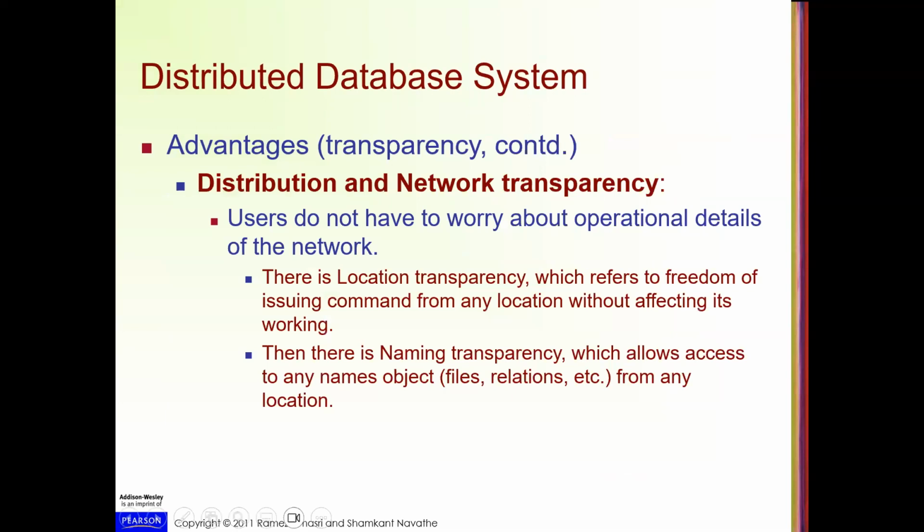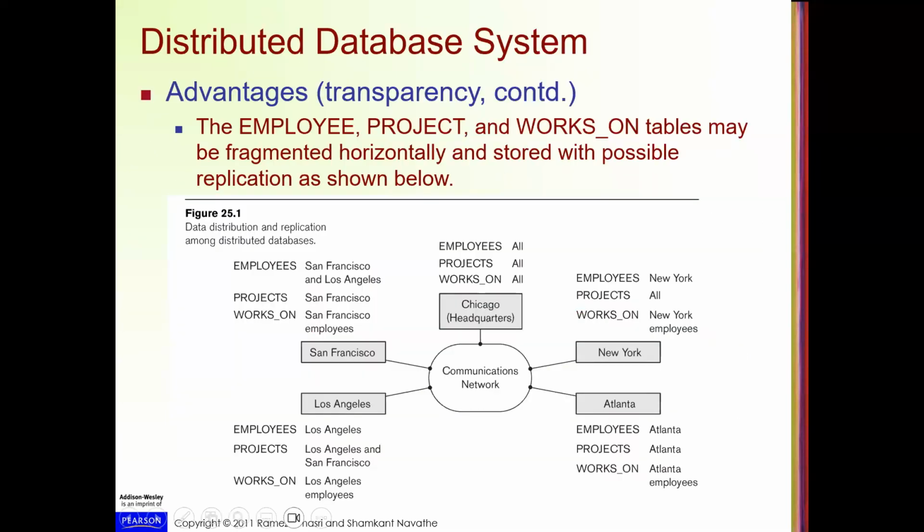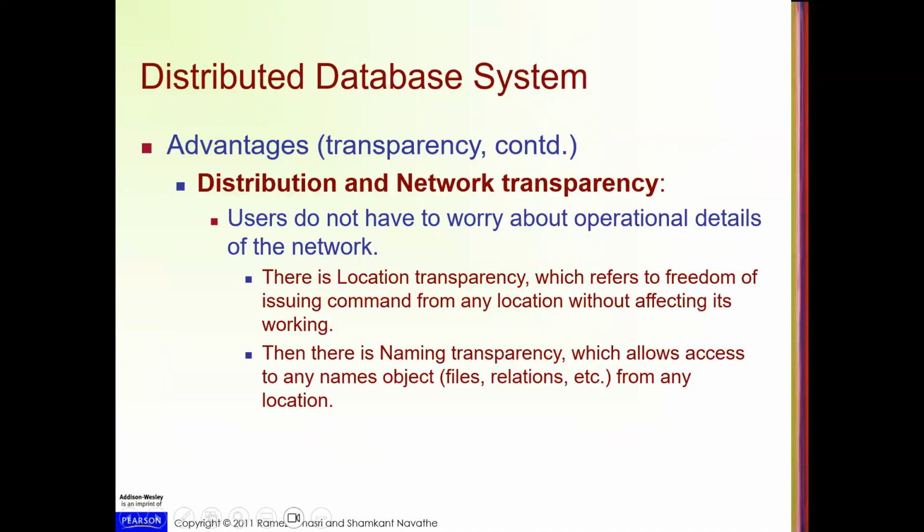And in turn, all of them are connected through the communication network. Now, let us understand the distribution and network transparency. Users do not have to worry about operational details with respect to the location and with respect to the naming transparency. Now, let us see what is location transparency. It refers to the freedom of issuing commands from any location without affecting its work.